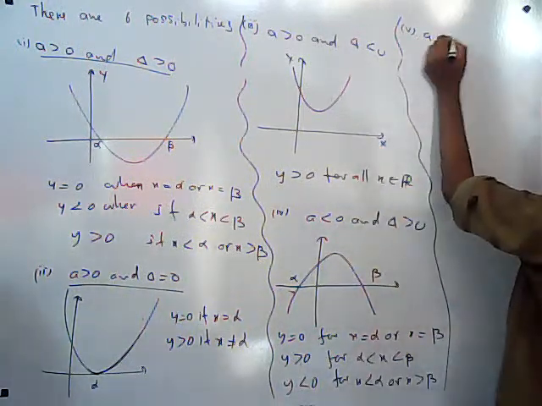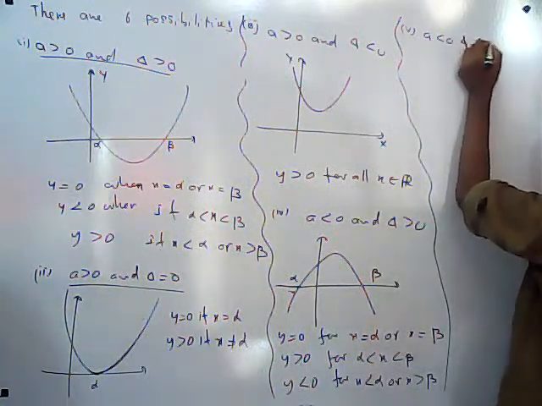Fifth possibility. A is less than 0 and delta is equal to 0.